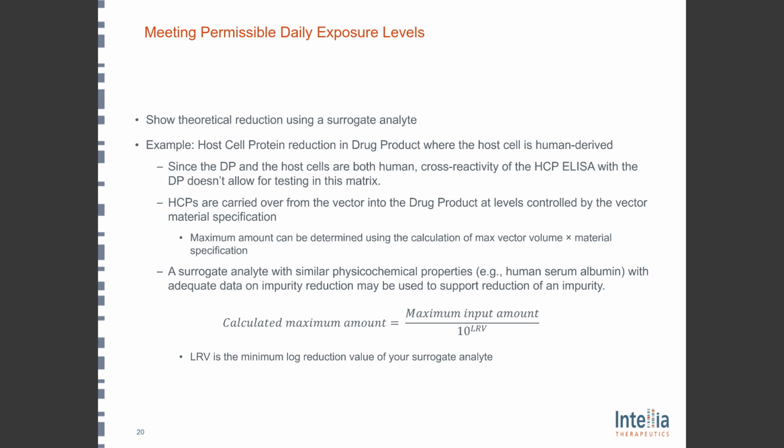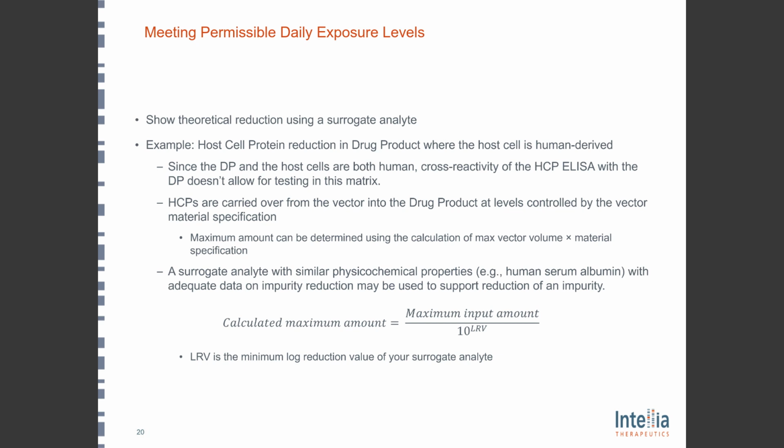So in this slide, we'll talk about showing theoretical reduction using a surrogate analyte. For example, host cell protein reduction in drug product where your host cell is human-derived can be a bit of an issue. If you are growing up your vector in HEK cells, which are human-derived cells, and then your vector goes into your drug product, which is also human cells, well, since the drug product and the host cells are both human, cross-reactivity of the HCP ELISA with the drug product doesn't really allow for testing in your drug product matrix, right?